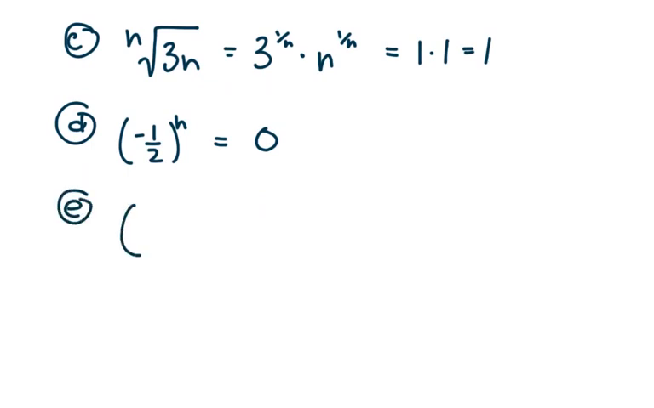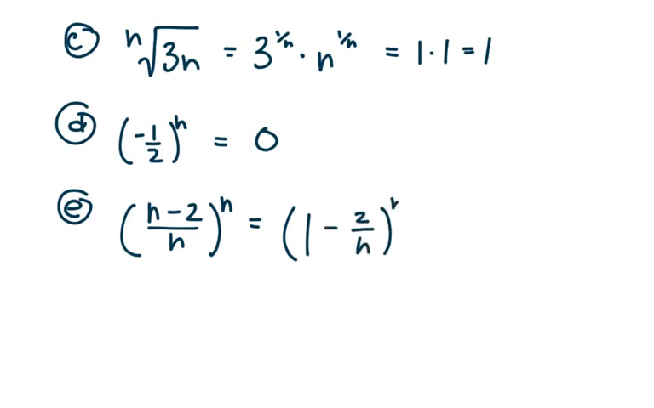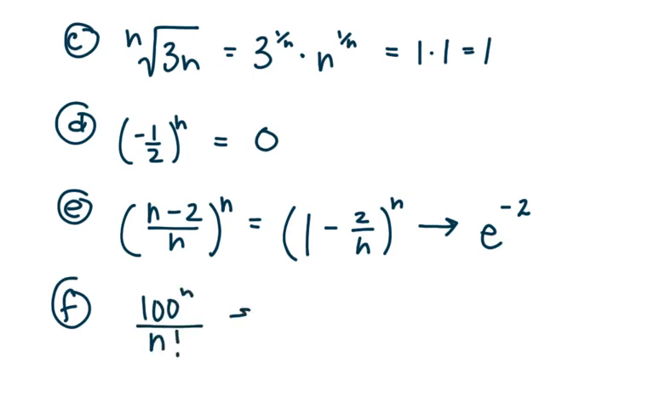For e, if we have the sequence (n minus 2 over n) to the nth, rewriting that, that's (1 minus 2 over n) to the nth. And that is like formula 5 up above, so that becomes e to the negative 2, because 2 was my x value. And lastly, for f, 100 to the n over n factorial would approach 0 using formula 6.